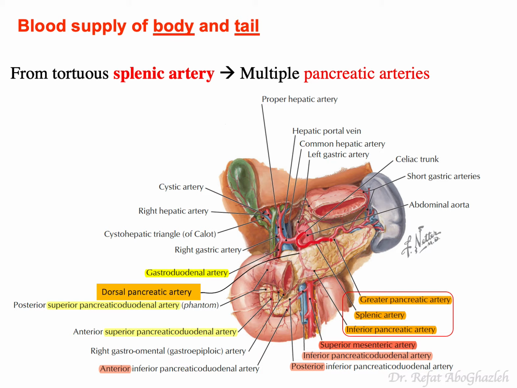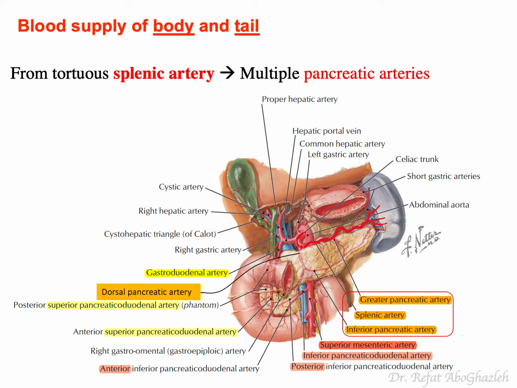This artery is tortuous in nature, and from its name, splenic artery, it gives blood supply to the spleen, but it passes on the upper border of the pancreas, as you see, and it gives a couple of pancreatic arteries because it passes on the upper border of pancreas, and of course it will supply at least the body and tail.